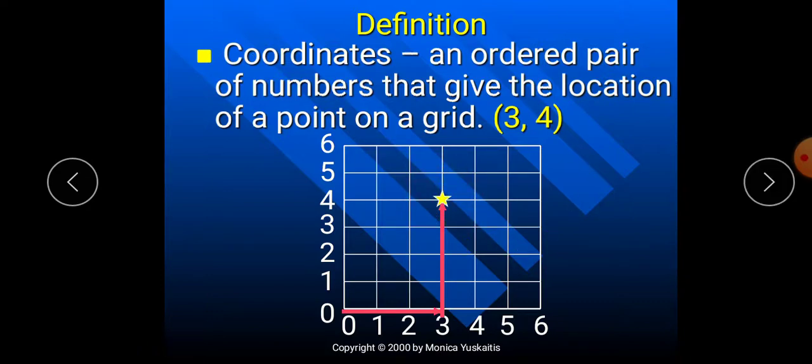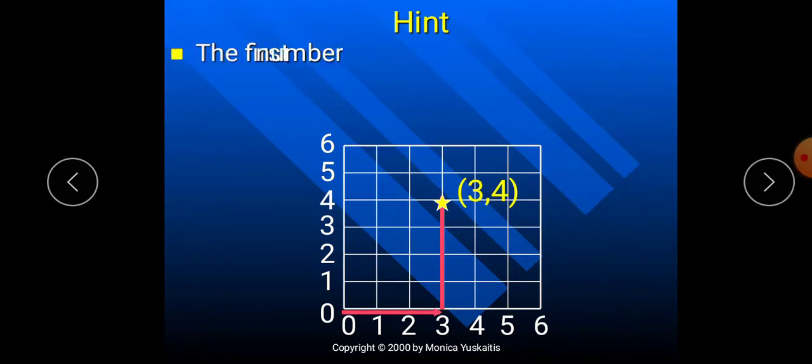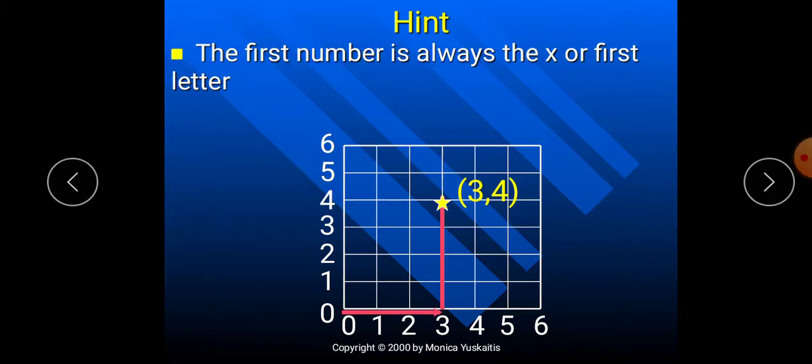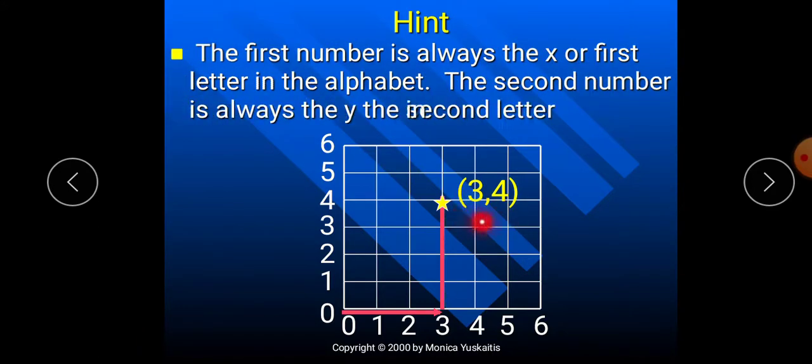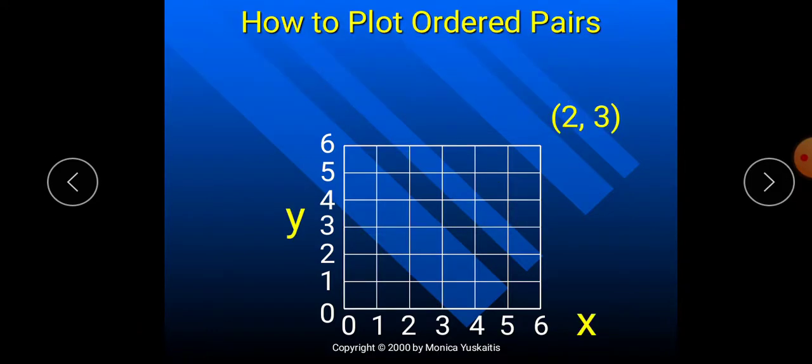You learned all this. This is 3 comma 4. Now remember, the first number is always the x-axis, or the first letter in the alphabet, and the second number is always the y-axis, or the second letter in the alphabet. Now take 2 comma 3. How do we plot 2 comma 3? 2 on the x-axis, 3 on the y-axis.